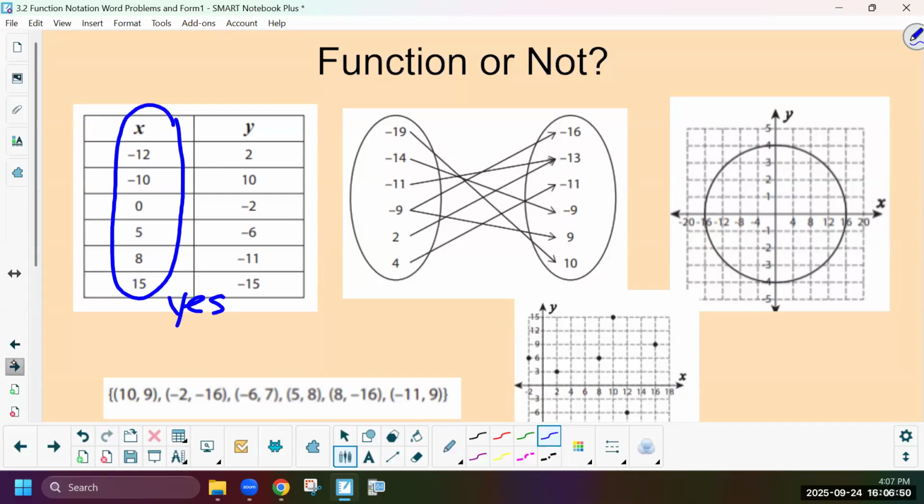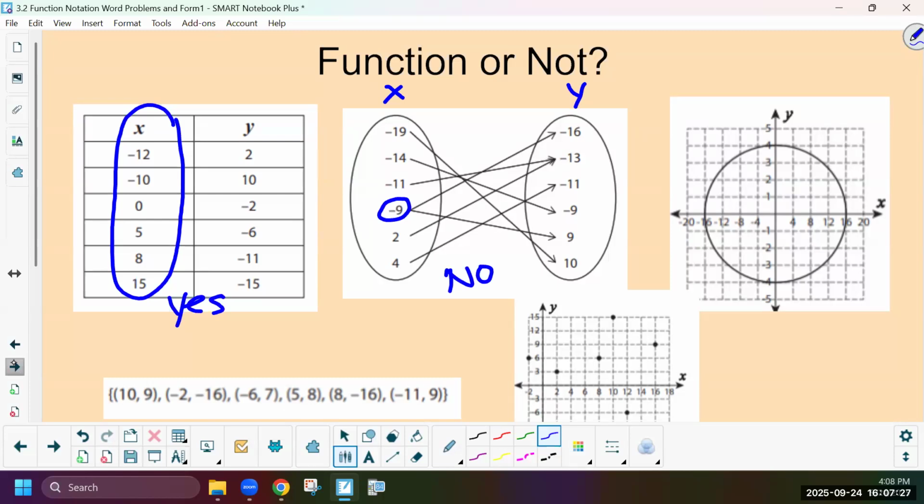If I'm looking at my map diagram, the circle or oval on the left is my x and the right is my y. So the left one is the one I'm looking at. And if I'm looking at this, all of them go to their own y except for -9. -9 is going to -16 and -9 is going to 9. If you weren't sure about those, remember you can always write them out as ordered pairs. You would see (-9, -16) and (-9, 9) have the same x value. So this one is not a function.